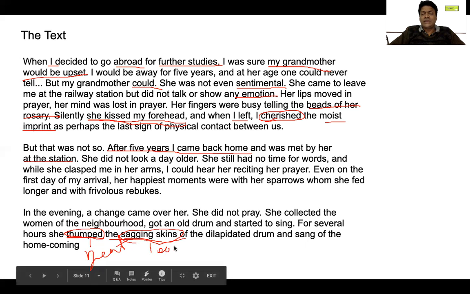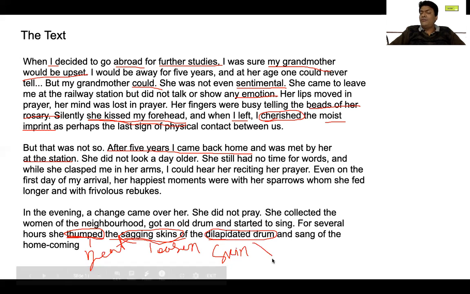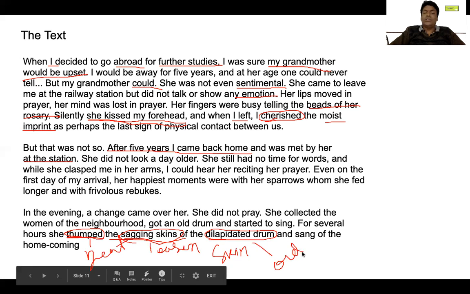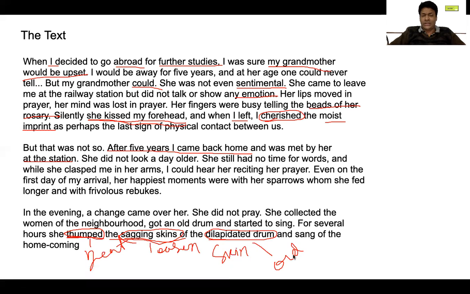Loosened skins of the dilapidated drum. Dilapidated means the drum which is very old and also not in a good condition, and she sang of the homecoming. So what she was actually doing was spending her whole time collecting women, and with the women she spent several hours, and she beat the loosened skins, old and also weak skins, of the dilapidated drum.